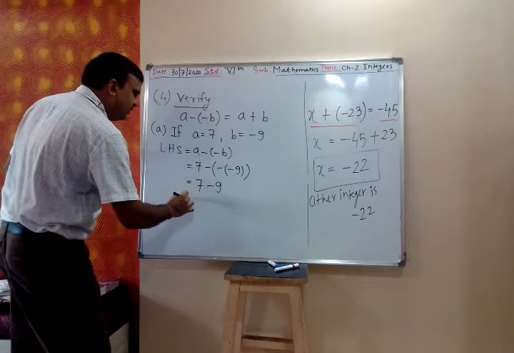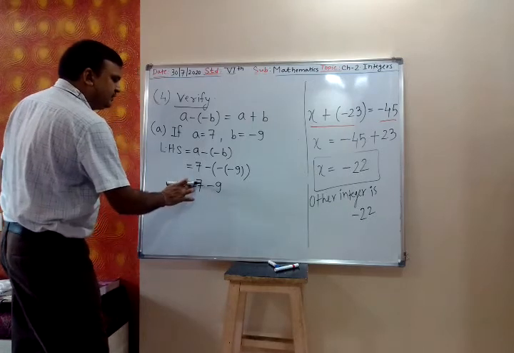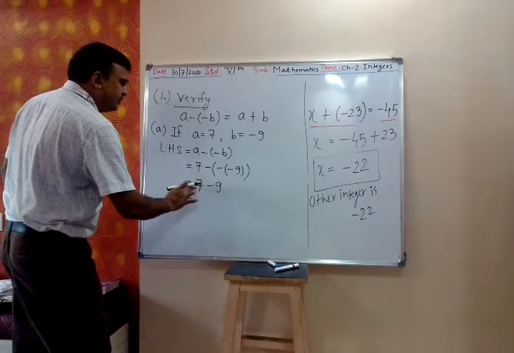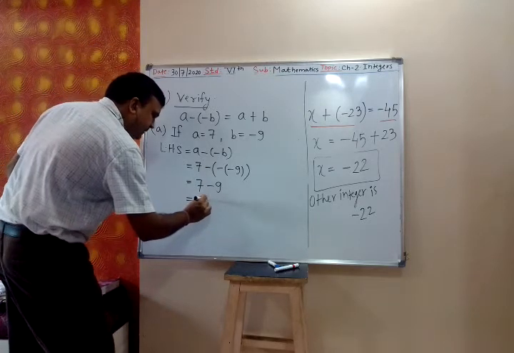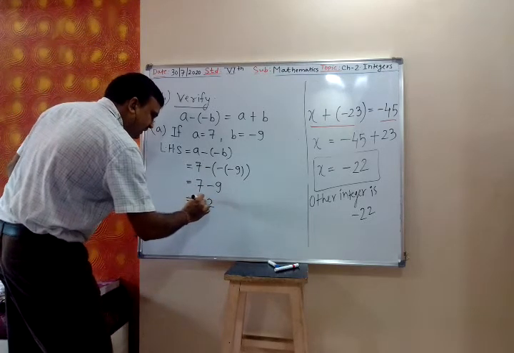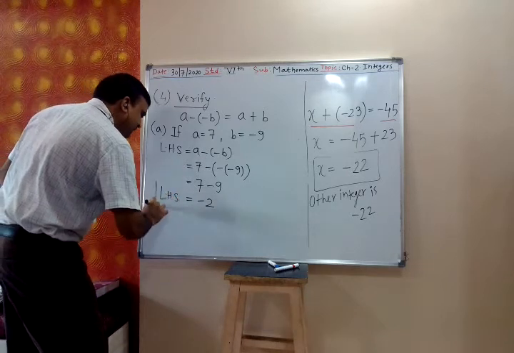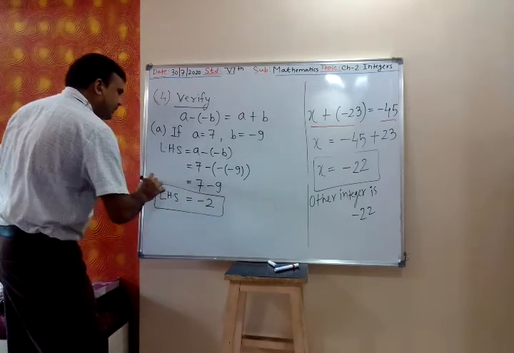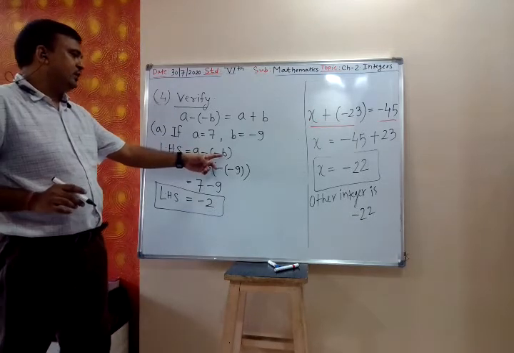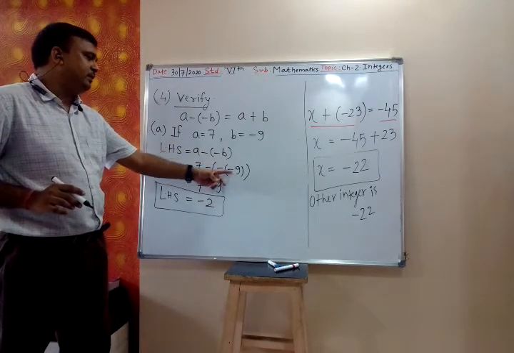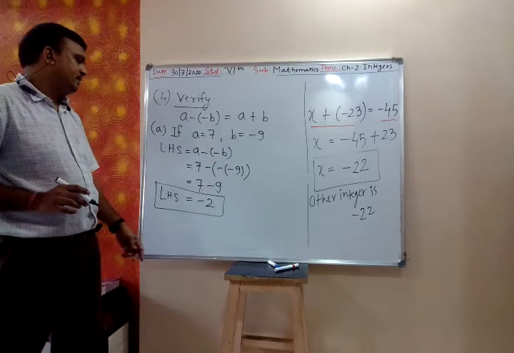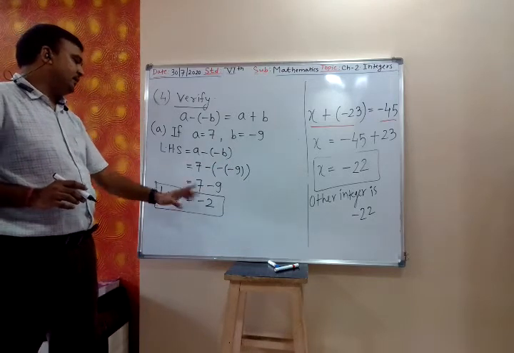7 plus 9... the sign of this is plus, this is minus, plus minus, so you have to subtract. 9 minus 7 is 2. So the sign is minus 2. So my left hand side is minus 2. Because b is minus 9, I put the bracket. Minus of minus 9. 7 minus 9 is minus 2.